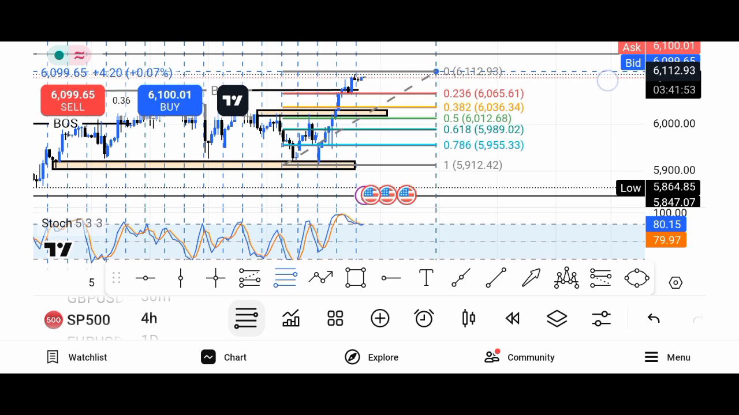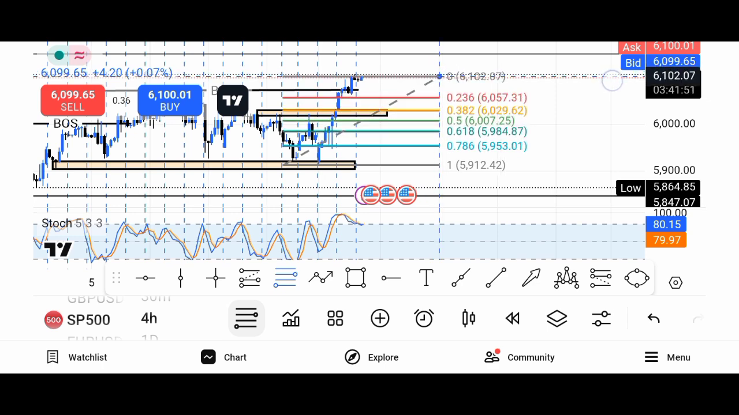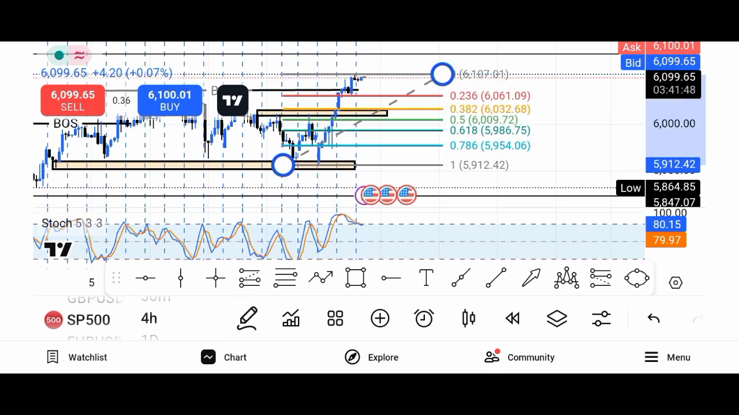Remember, there are two scenarios that are going to happen. Either we have a break of structure to the upside to the resistance level, or we have a change of character to the downside.